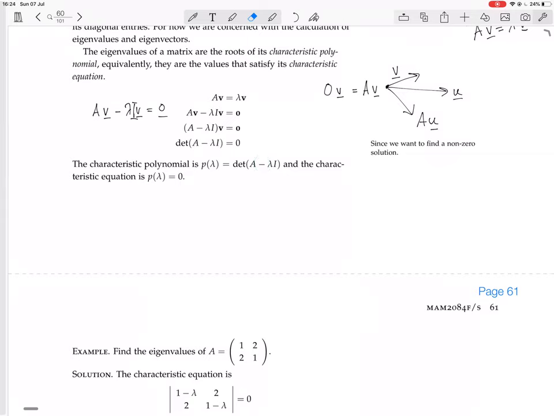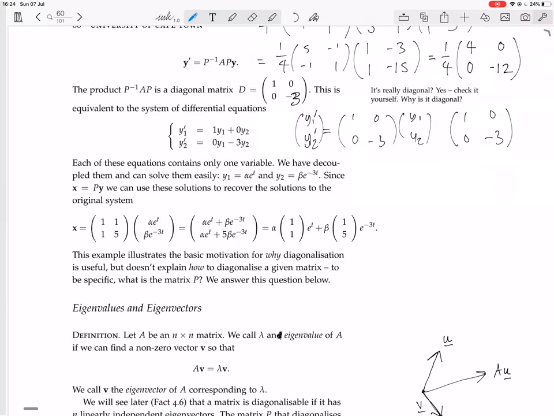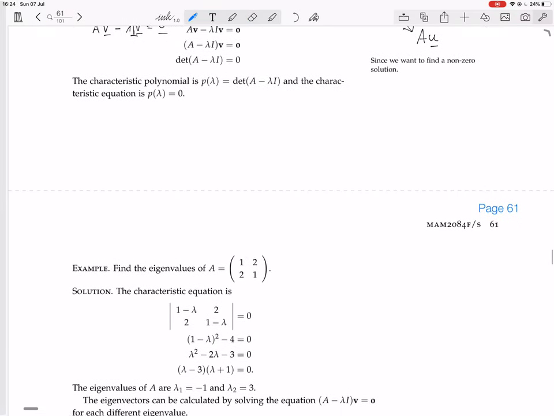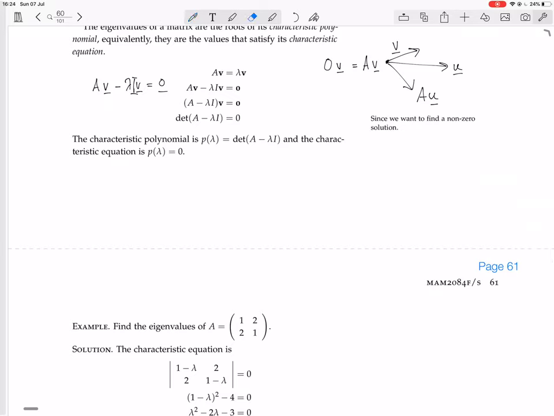Now this determinant is the characteristic polynomial. It's a polynomial because when you calculate the determinant, you go down a row, across a row, and multiply by cofactors, and you get factors of lambda. You have lambdas on the diagonal of this matrix because lambda I has lambdas on the diagonal, and A is just constants. The highest factor of lambda you can possibly get is lambda to the n, if the matrix A is n by n. You can also get lambda to the n minus 1 and so on. So it's a polynomial in lambda.